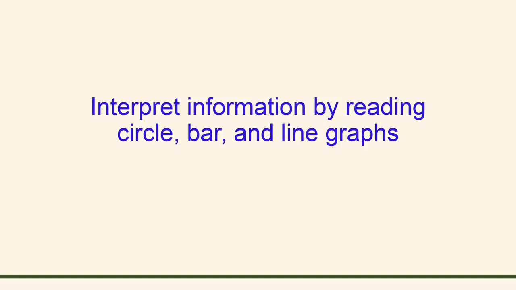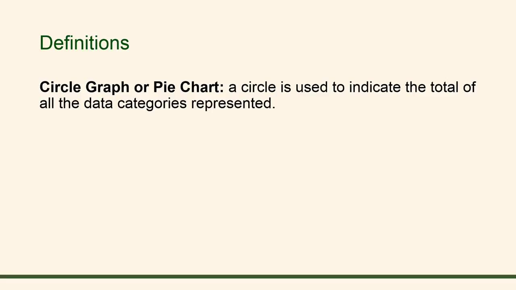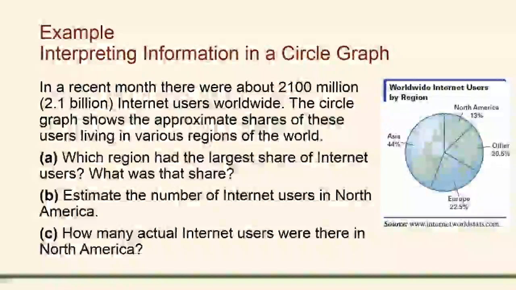Objective: interpret information by reading circle, bar, and line graphs. Definition: circle graph, also known as a pie chart, a circle is used to indicate the total of all the data categories represented. Let's look at an example. Interpreting information in a circle graph. In a recent month, there were about 2,100 million, which is the same as 2.1 billion, Internet users worldwide. The circle graph shows the approximate shares of these users living in various regions of the world.